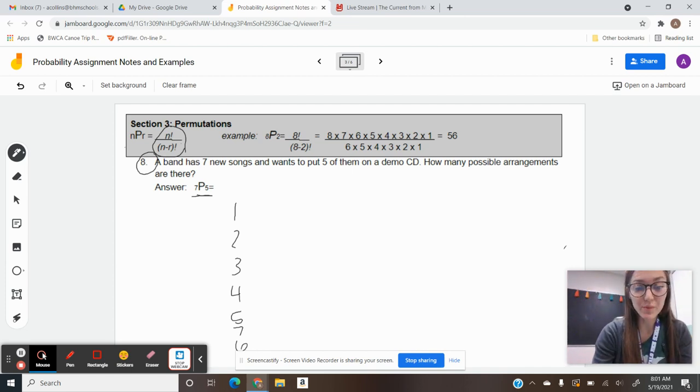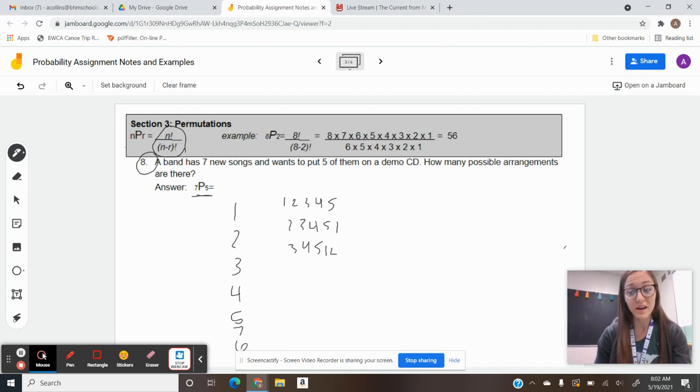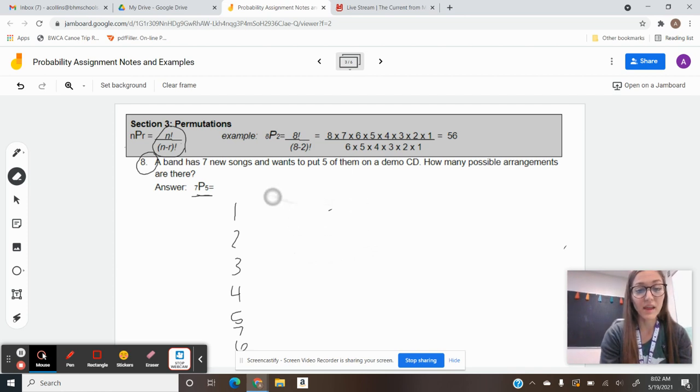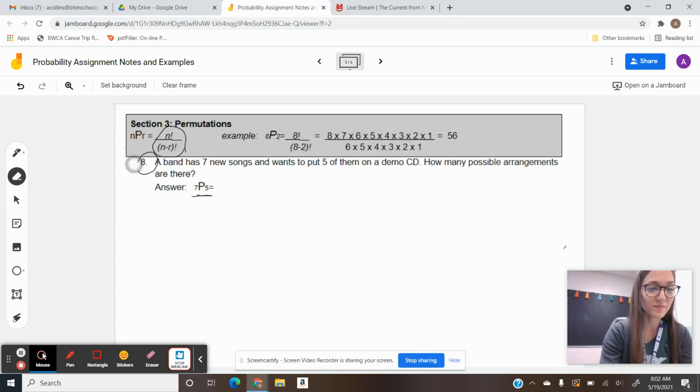So we could do this the hard way of going through and saying, okay, 1, 2, 3, 4, 5. Look, we have an arrangement for a CD. 2, 3, 4, 5, 1. That's a different arrangement. 3, 4, 5, 1, 2. That's a different arrangement. And then just keep going down the list until we have exhausted all options. That would take a really long time, and after a while, it would be super confusing. So that would be the hard way. The easy way would be with permutations.